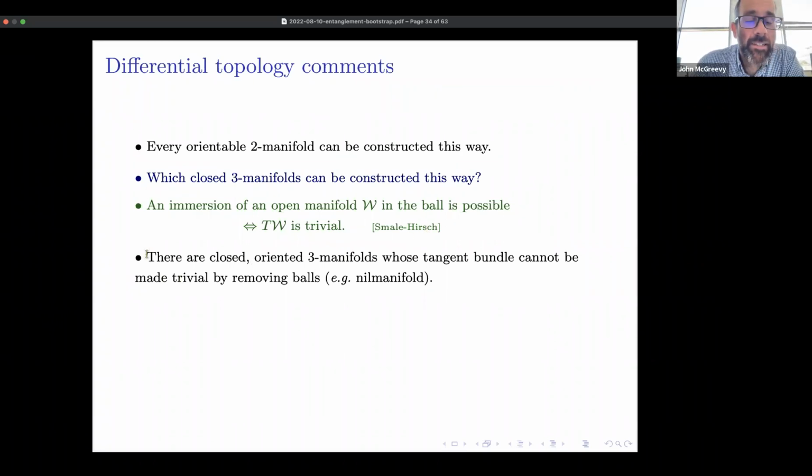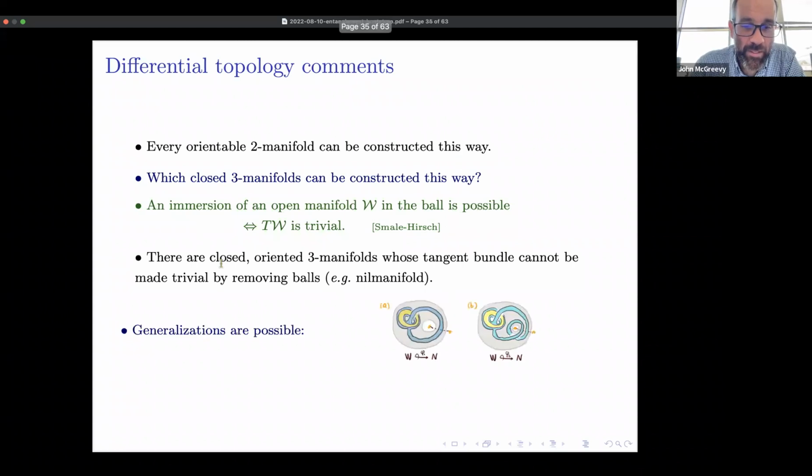But in fact, I think there are closed oriented 3-manifolds whose tangent bundle remains non-trivial no matter how many balls you remove. The example that I have in mind is the nil manifold, which is some torus bundle over the circle. So this is a proof of principle that there are some manifolds that we can't, or at least we don't yet know how to, make in this way. So that's an interesting hole in our understanding.